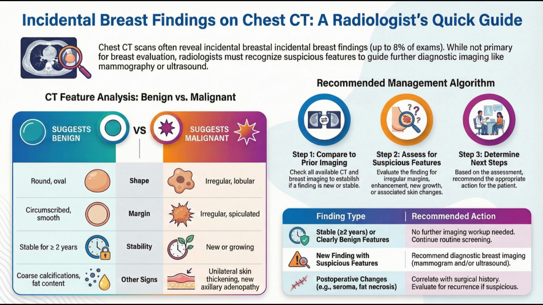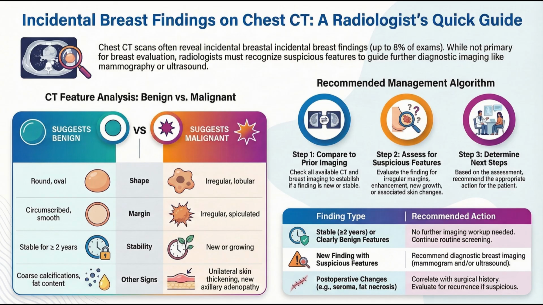Also, any unilateral skin thickening, a developing asymmetry, or new suspicious axillary lymph nodes. Those are the things that trigger the workup. Those must be investigated. For everything else, stability is key. If you can show it's been there and unchanged for 2 years or more, you can generally be reassured. So that longitudinal data from serial CTs is invaluable.